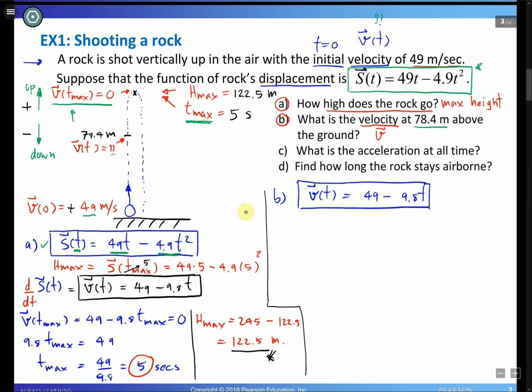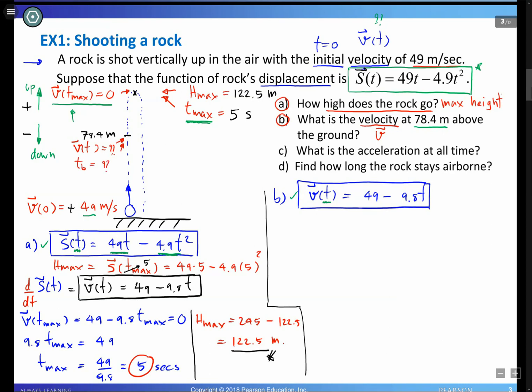Let's take a look here. In order to use this velocity function, we need to know the time. We need to know this input in order to find velocity. So we need to know the time that the rock takes in order to get to this 78.4 meters above the ground. We need to know the time right here. At this point, let's call it TB. At this point, let's assume that the time is TB. And we don't know what that is.